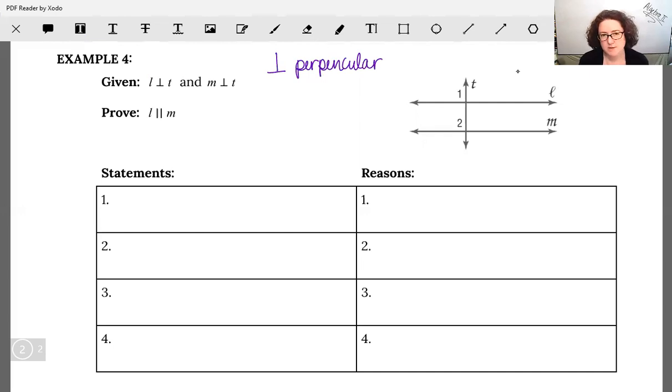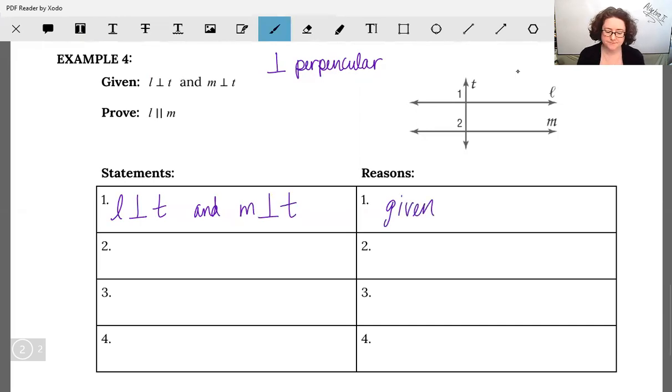Now you can do problems a few different ways, and if you want to, you can actually list out multiple givens in the same step. And I'm not sure how many steps this proof is really supposed to take, so I'm going to go ahead and write both of those in the same step. So L is perpendicular to T, and M is perpendicular to T. And it's okay to do that as long as you have the same reason, and those were both given, so I can put them together in the same step.